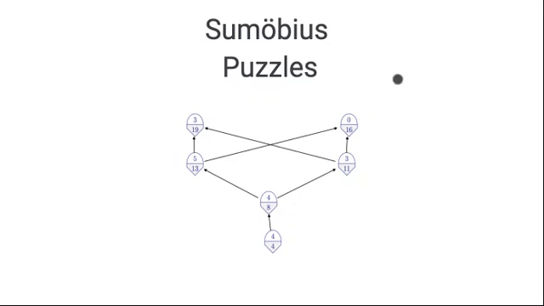I'm going to talk to you about a type of puzzle which I call a Sumobius puzzle. I call this type of diagram that you see here a Sumobius picture. Notice that it's made up of vertices and arrows. At each vertex, there are two numbers, a higher number and a lower number. The lower number is simply a sum.